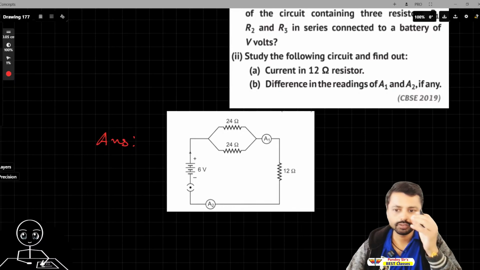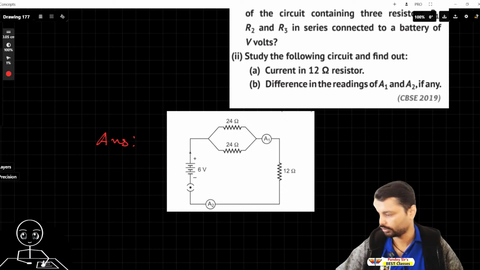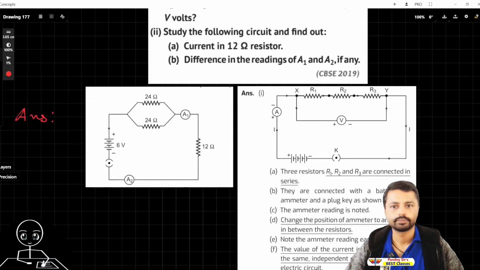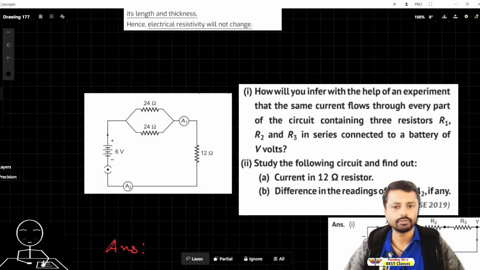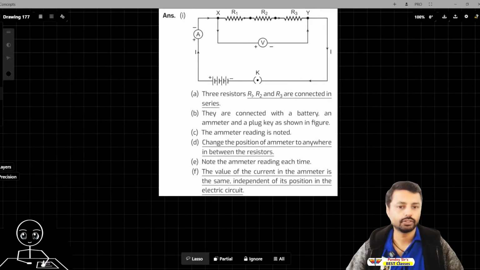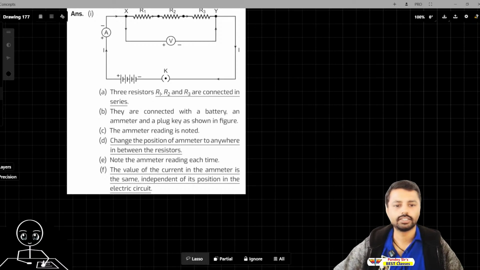How will you infer with the help of an experiment? Study the following circuit and find out the current in the 12 ohm resistance. So current in the 12 ohm resistance. Yes. So here is the solution. Actually, this diagram is part of the question itself. Here onwards is the solution for self practice. Okay, no cheating. And then we have to do the remaining second part of the question itself.